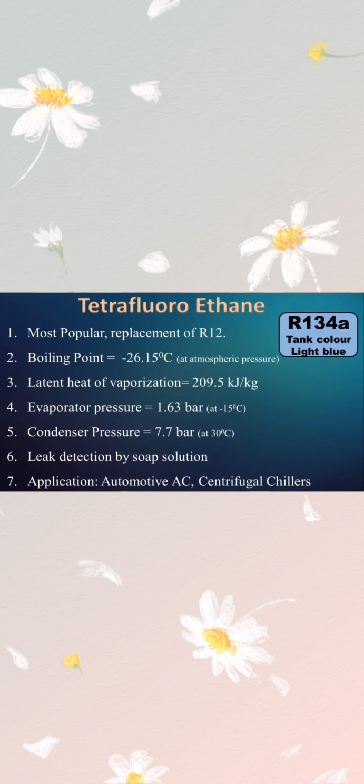Next, R134a, tetrafluoroethane. It is the most popular refrigerant in AC and refrigerators. It is a replacement of R12 since it does not affect the ozone layer. It has a boiling point of minus 26.15 degrees Celsius with evaporator pressure of 1.63 bar and condensing pressure of 7.7 bar. Leak detection of R134a can be done by soap solution. We find applications of R134a in automotive AC, centrifugal chillers, and many more.